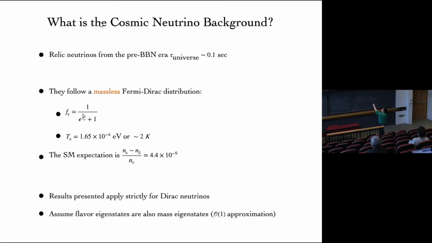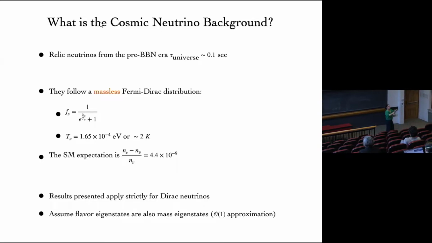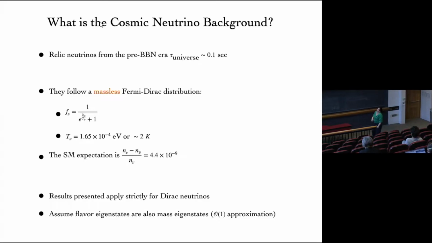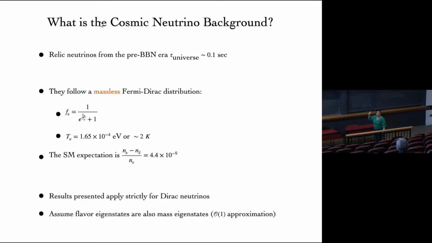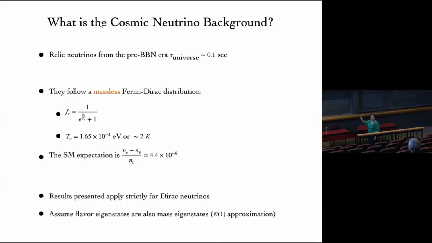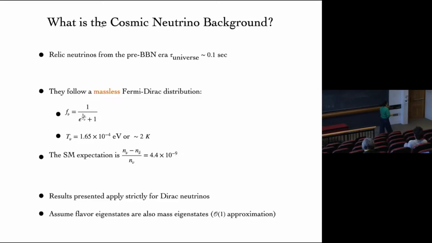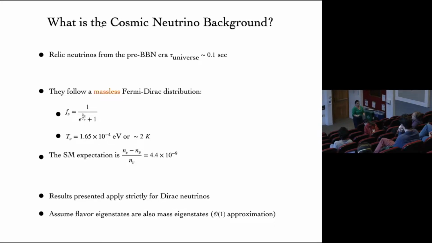So for all the averaging, for the average density that you will see, that's the relevant factor. F is 1 over e to the p over T plus 1. The temperature, again, remember, is very small. It's 10 to the minus 4 eV, slightly smaller than the photon temperature of the CMB today. And the expectation is that you have neutrinos and antineutrinos in almost equal numbers, up to a factor of 1 part in 10 to the 9.